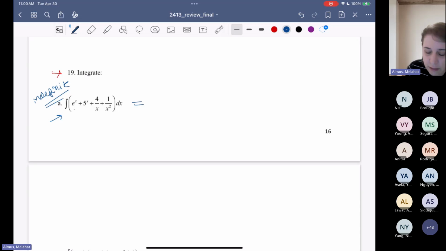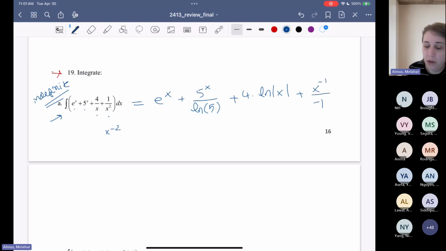E to the x, the integral is itself. 5 to the x, the integral is itself divided by ln of 5. 4 over x, the integral is 4 times ln of absolute value of x. Don't forget the bars. 1 over x squared is considered to be a power function, x to the negative 2. The integral is add 1, divide by the new power. When you're done integrating, don't forget to put your plus c.